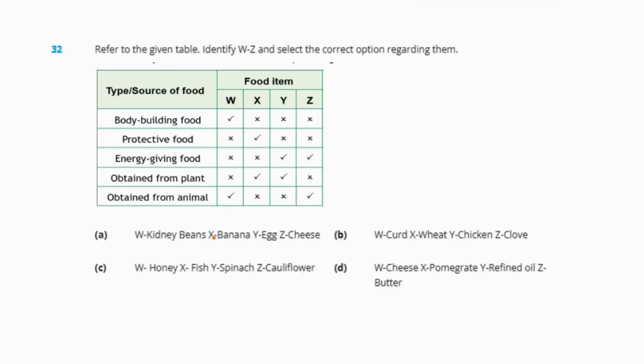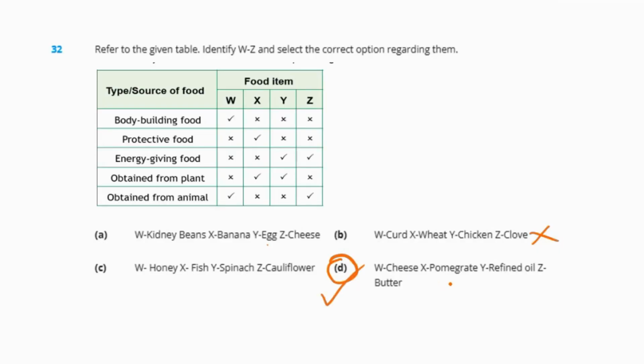So first one, that is bodybuilding food, right? Here kidney beans is a bodybuilding food, and curd, here honey and cheese. Okay, second one, let us check banana, and here wheat. This one we cannot take because wheat is not a protective food, right? And here banana and pomegranate, both are not bodybuilding food, right? Let us check the next one also. Next is the energy giving food. So here egg is a bodybuilding food only. Yes. So the correct answer can be option D.